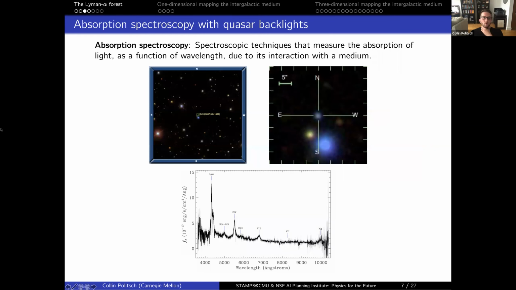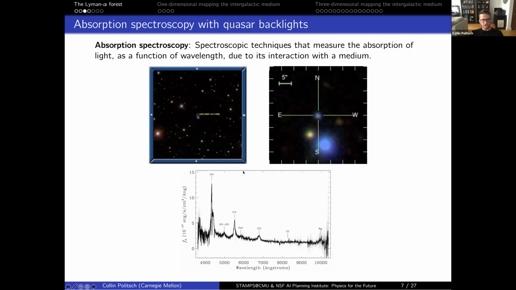Okay, so how do we observe the intergalactic medium? What's our observable here? There's a broad subfield known as absorption spectroscopy, which is not unique to astronomy by any means. But the way I define it here is a set of spectroscopic techniques that measure the absorption of light as a function of wavelength due to some interaction with a medium. And so when we look up in the sky here, this is taken from the Sloan Digital Sky Survey website.